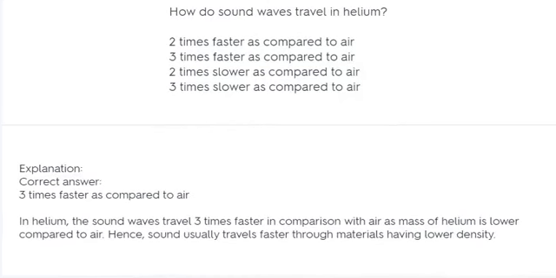How do sound waves travel in helium? 2 times faster as compared to air, 3 times faster as compared to air, 2 times slower as compared to air, 3 times slower as compared to air. Explanation. Correct answer: 3 times faster as compared to air in helium.